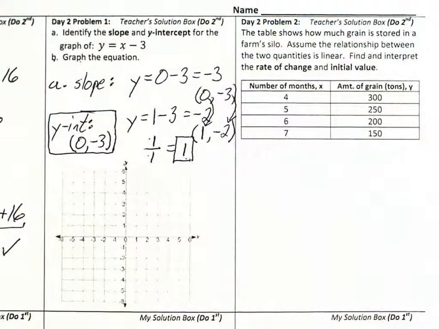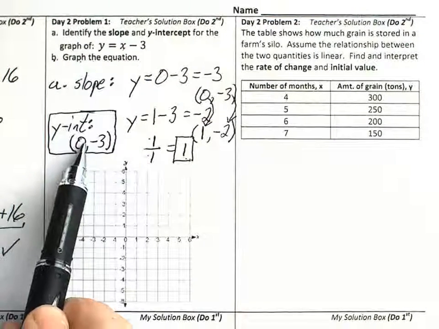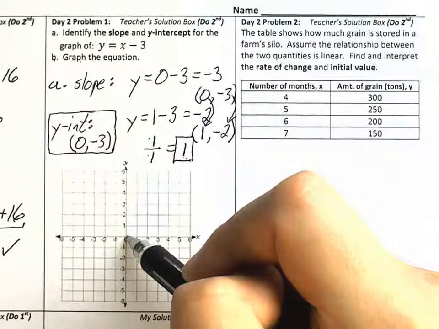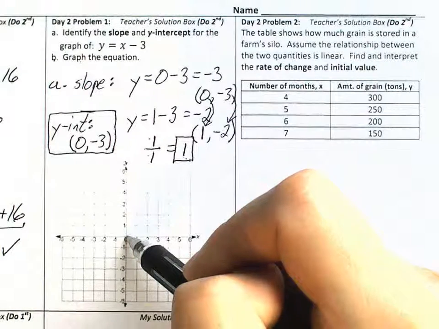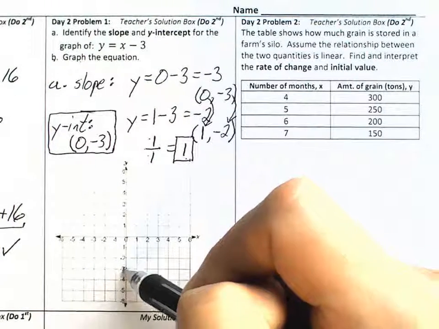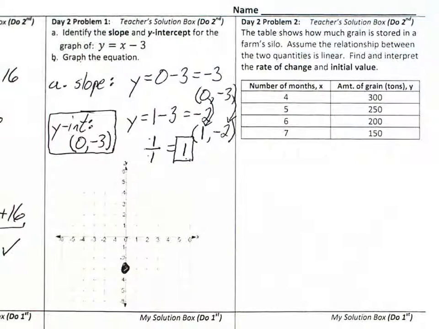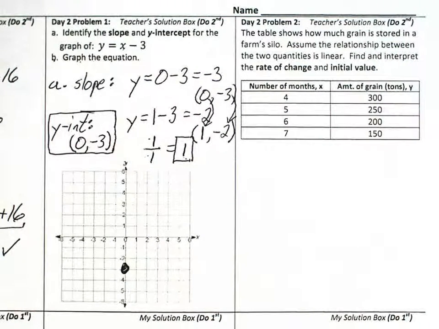Let's start with the y-intercept because the y-intercept is a dot. Slope is not a dot. Slope is a way you can find a dot, but it itself is not a dot. So let's start with the y-intercept, 0, negative 3. Here's the origin. On the y-axis, go to negative 3, put a dot. There's the y-intercept. Now we're going to use the slope of the line to find more dots.